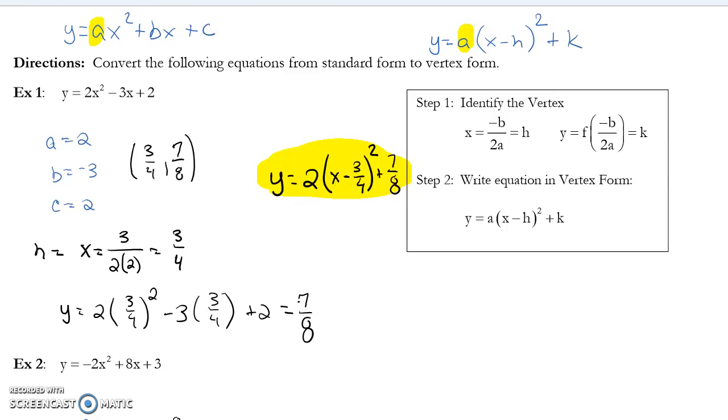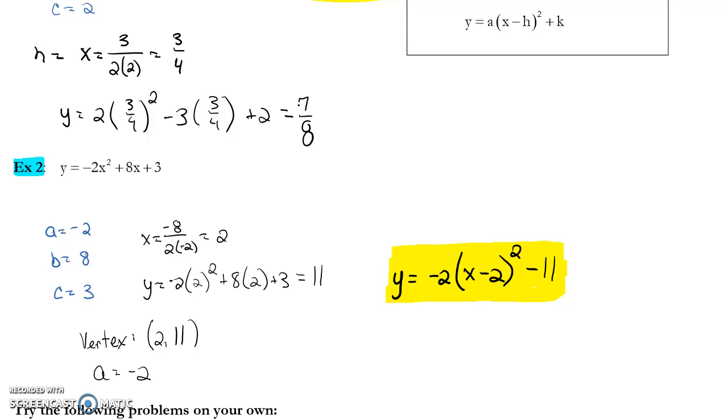What I want you guys to do is press pause and try example 2, please. So here in example 2, we did not have our fraction issues, but once again, the a was -2, and that appears here. I took the opposite of b over 2a to get my x-coordinate of 2 minus 2. Substitute that in. Everything goes into my calculator. I get 11 as my y-coordinate, and it should have been plus.